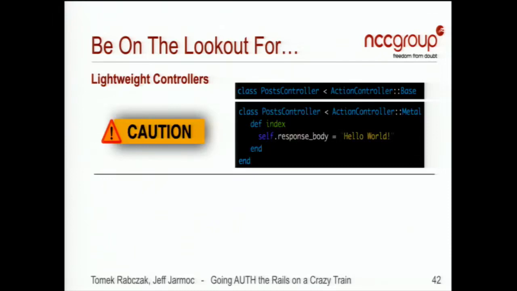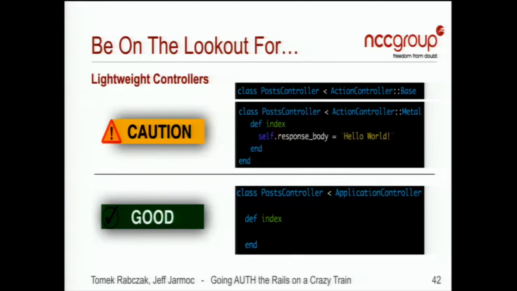Lightweight controllers. Here we have two examples. We've seen ActionController::Base before and ActionController::Metal. Well, Metal we haven't actually seen before, but ActionController::Base is pretty common. What's going to happen there is if you have a controller that skips the application controller and just inherits directly from ActionController::Base, which doesn't have CSRF protection or all of the authorization filters that you want to run by default, then you're going to have not only CSRF, but potentially some authorization and authentication bypasses. If you see it inheriting from ApplicationController, you should be in a relatively good position.